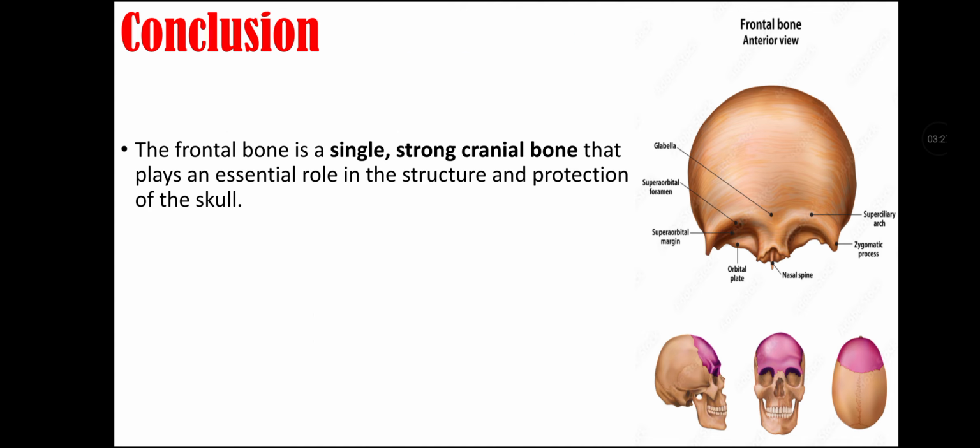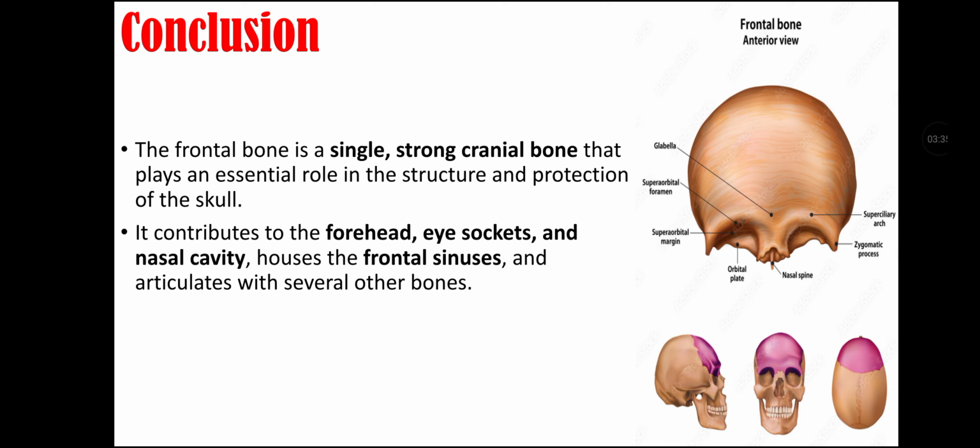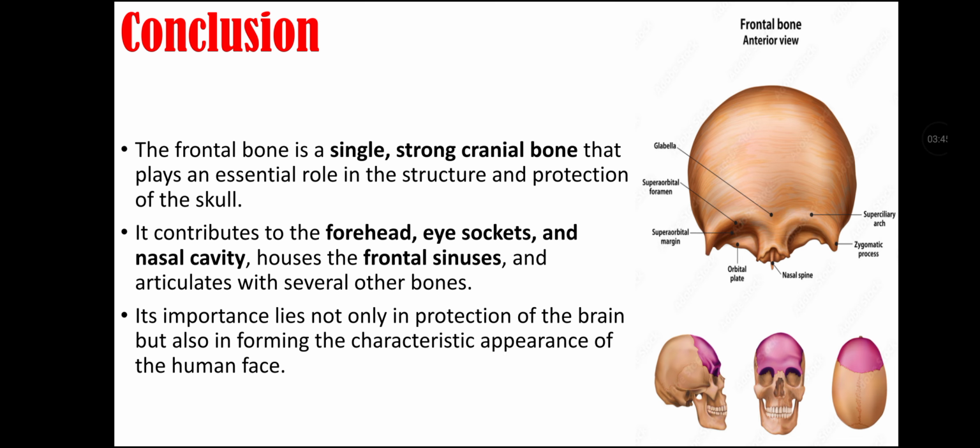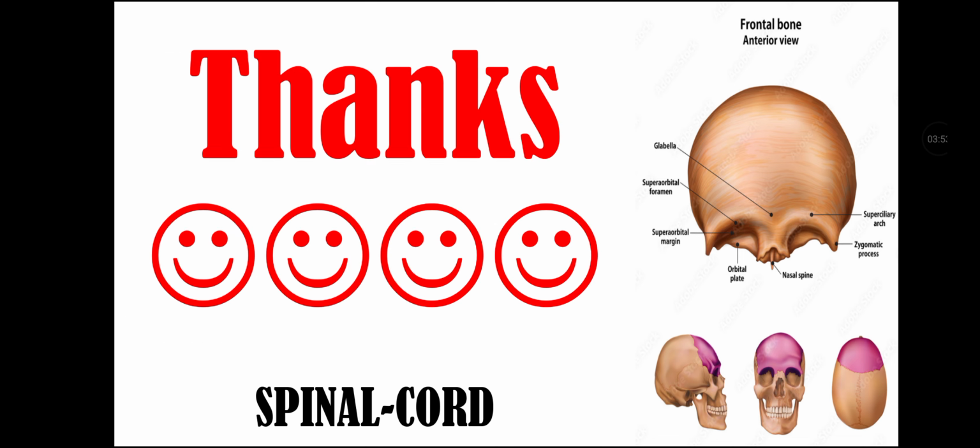Conclusion of this lecture video. Frontal bone is a single, strong cranial bone that plays an essential role in structure and protection of the skull. It contributes to the forehead, eye sockets and nasal cavity. It houses the frontal sinuses and articulates with several other bones. Its importance lies not only in protection of brain but also in forming the characteristic appearance of human face. And this was all about frontal bone.